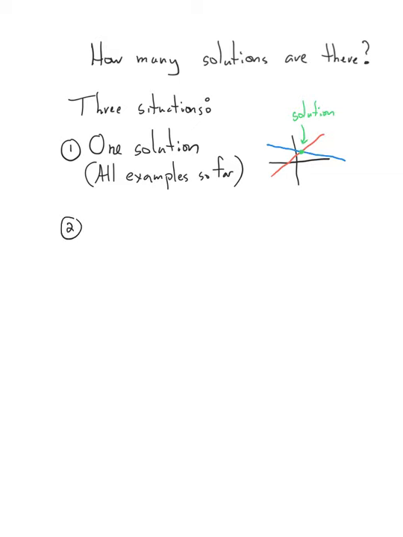Well, the second situation is there's no solutions. And that looks like this. Here's our first line, and our second line is going to be parallel to it. So these guys never meet. Since they never meet, there's no solutions. When you're solving a system, how can you tell? Let me show you.